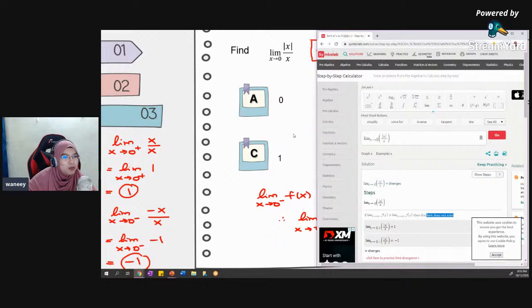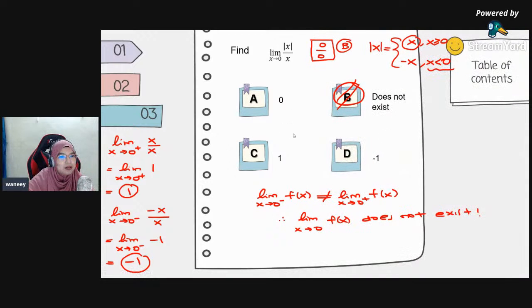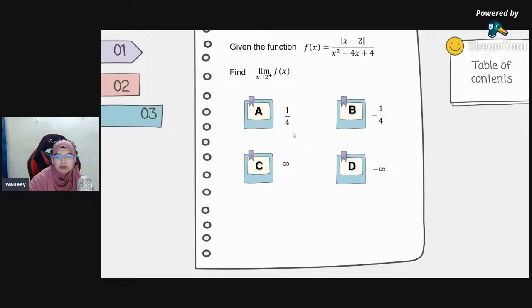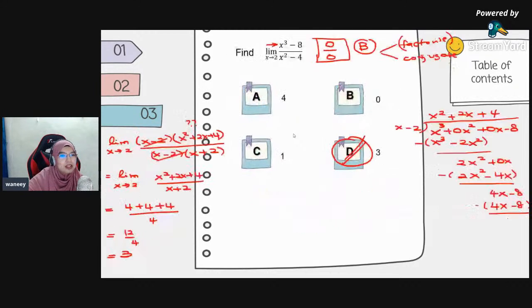Oh, yang tadi tu saya lupa nak tunjuk. Okay. Let us go to the previous one. I show you. Oops. Okay, so this one. Let me show you how to use the Symbolab.